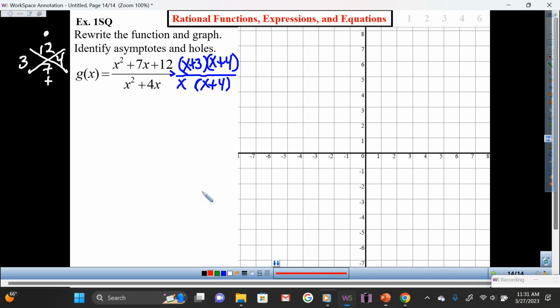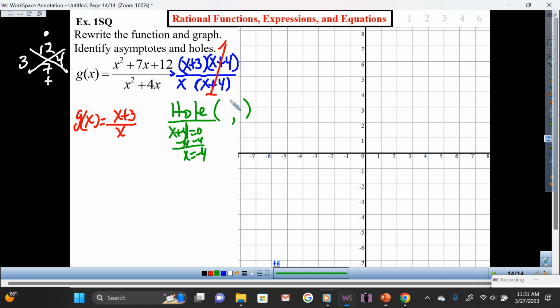All right, identify the giant 1. You guys see the giant 1? Yes, there it is. Rewrite whatever we have left. And we're left with x plus 3 over x. So what did we just eliminate over here? We created a hole. So we need our x value for that hole. So we write x plus 4 equal to 0, negative 4. All right, now we need our y value, or our g of x.